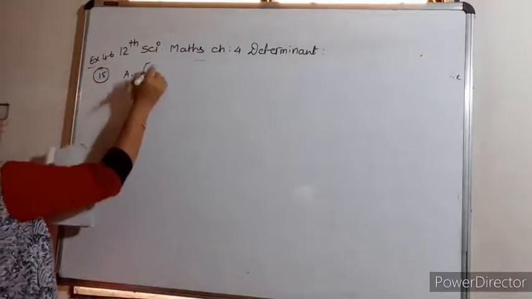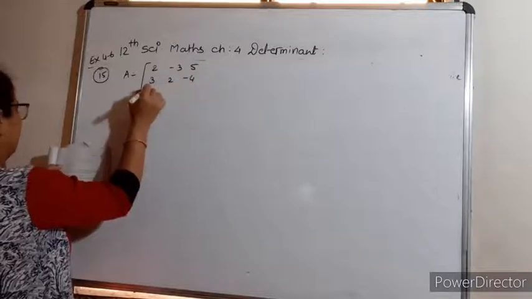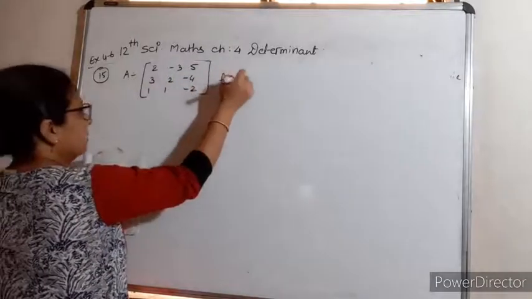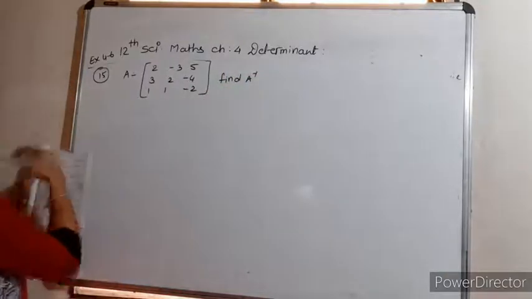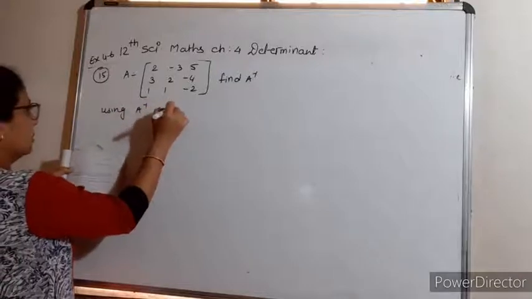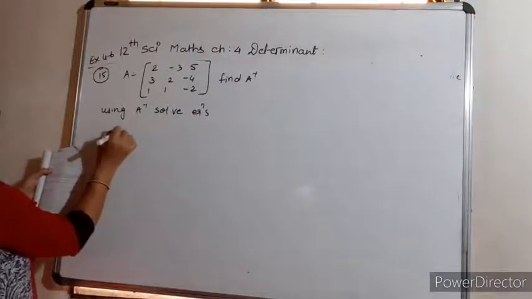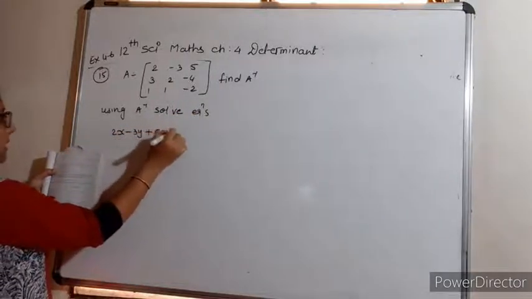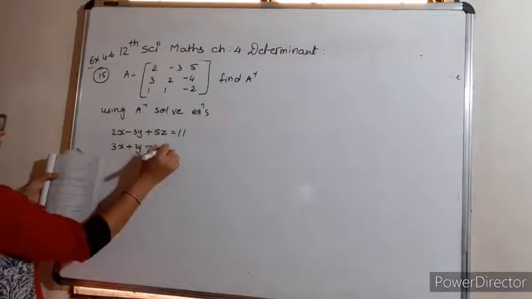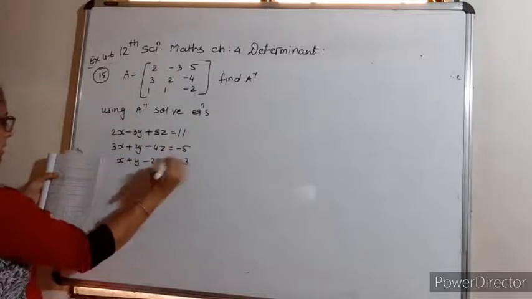A is 2 minus 3, 5, 3, 2 minus 4, 1, 1 minus 2. Find A inverse using A inverse. Solve the equations 2x minus 3y plus 5z is 11. 3x plus 2y minus 4z is minus 5. x plus y minus 2z is minus 5.